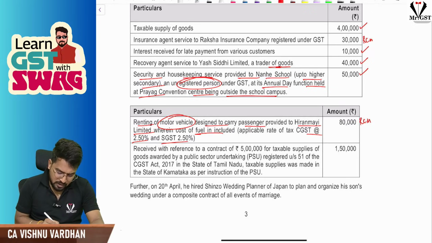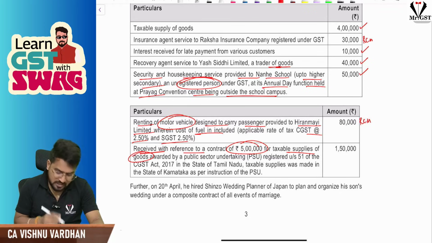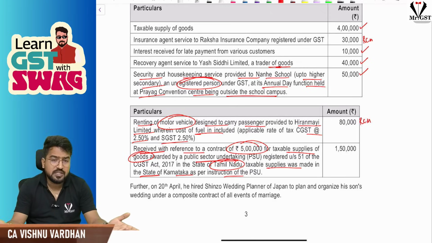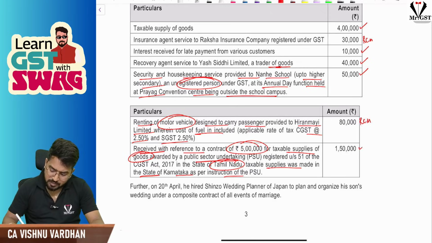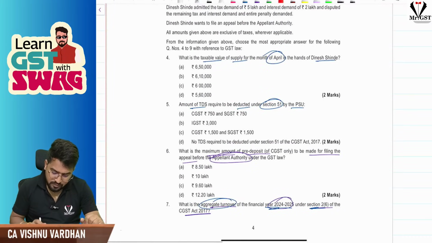Received with reference to a contract of 5 lakh, taxable supply of goods, that is important here, to a public sector undertaking registered in Tamil Nadu. Taxable supply was made in the state of Karnataka, but fine. So even though this is made in the state of Karnataka, the recipient is registered in Tamil Nadu. Obviously, this is an interstate supply. Sale, taxable 1,50,000. And if you understand, sir, for this we have different questions.